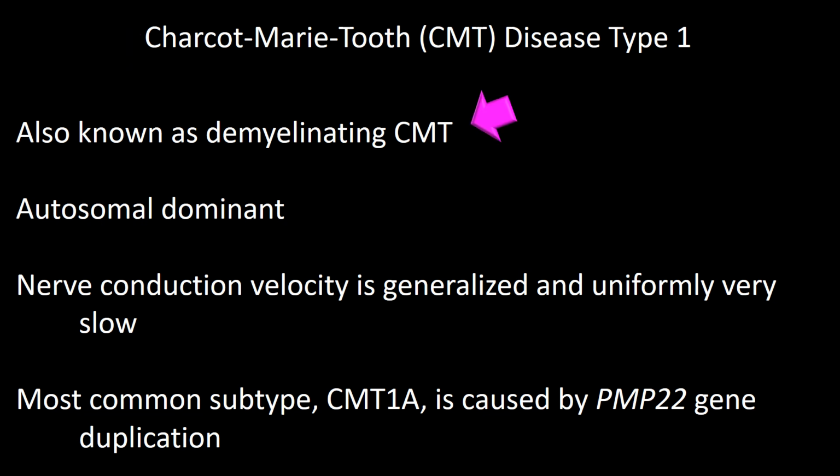CMT type 1 is also known as demyelinating CMT. It is an autosomal dominant condition. Nerve conduction velocity is generalized and uniformly very slow, unlike in autoimmune neuropathies where slowing is patchy. The most common subtype of type 1, that is CMT1A, is caused by peripheral myelin protein 22 duplication, and abnormal peripheral myelin protein 22 fails to keep the myelin membrane together, thus myelin unwraps and demyelination ensues.